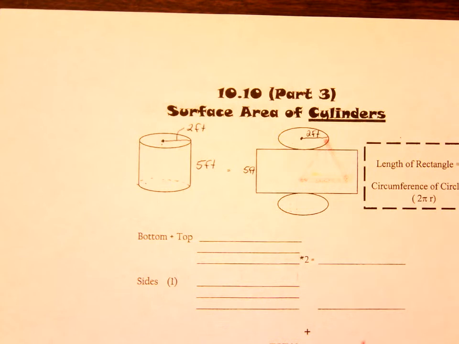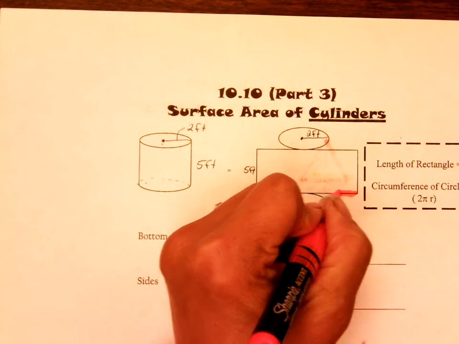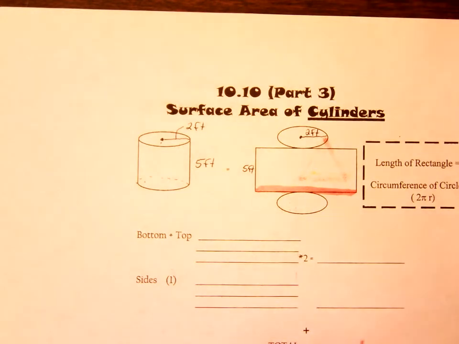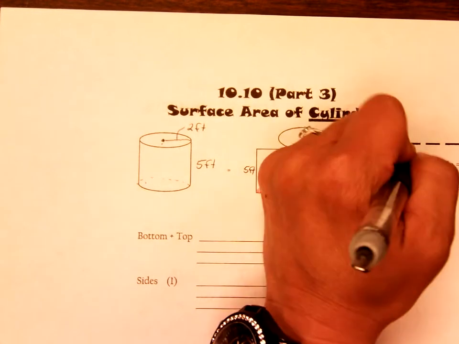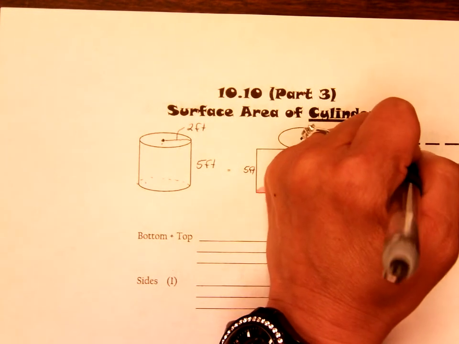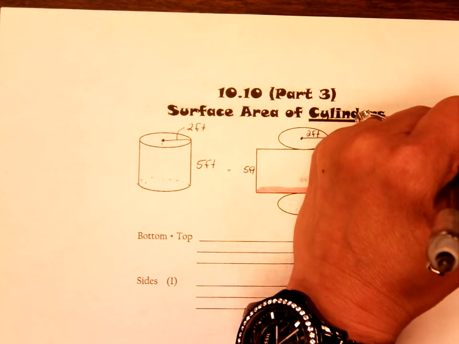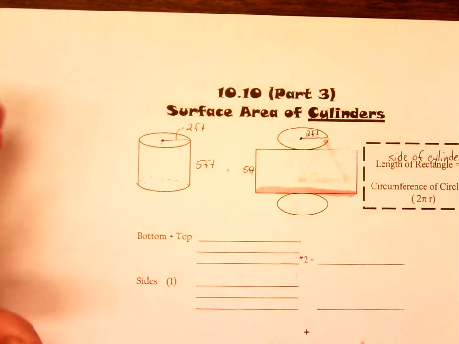So this part right here is the circumference of the circle. Or here you can say length of rectangle or side of cylinder is equal to circumference of the circle.